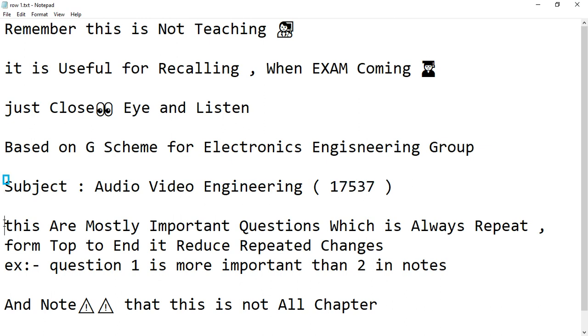17537. These are mostly important questions which always repeat. From top to end, it reduces repeated chances. Question 1 is more important than 2 in notes. And note the warning sign that this is not all chapters.